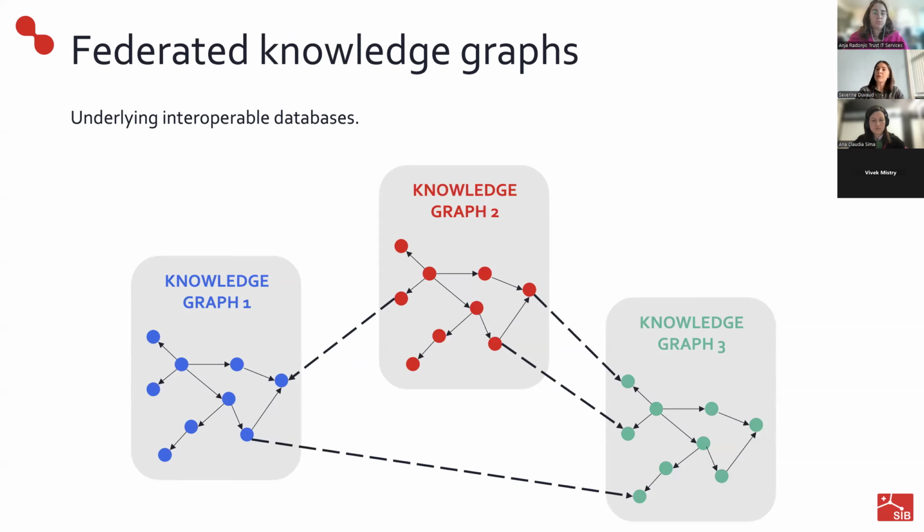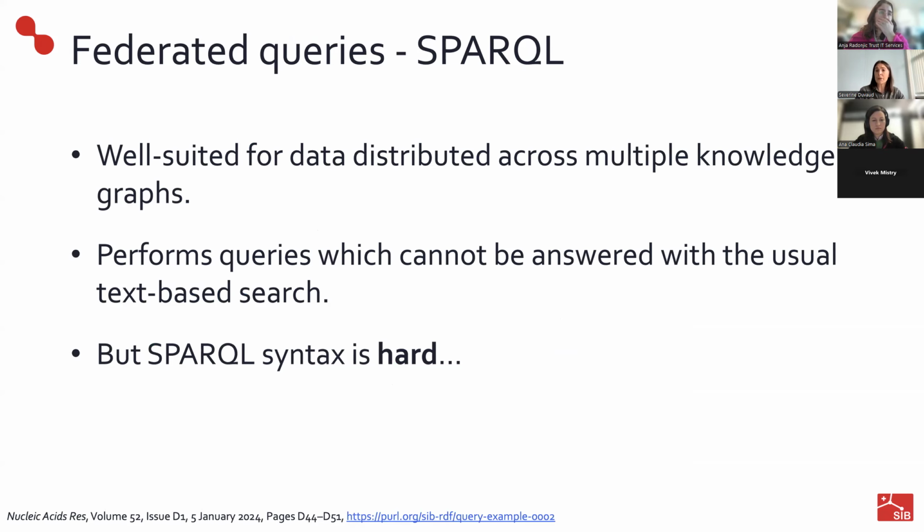If the repositories providing the knowledge graphs are interoperable, we talk about federated knowledge graphs. The federated knowledge graphs can be queried using SPARQL, a query language enabling to run queries that span several knowledge graphs. As a result, thanks to SPARQL, users can perform queries which cannot be answered with the usual text-based approach. An example could be: retrieve genes expressed in the mouse brain which have orthologs involved in human glioblastoma.